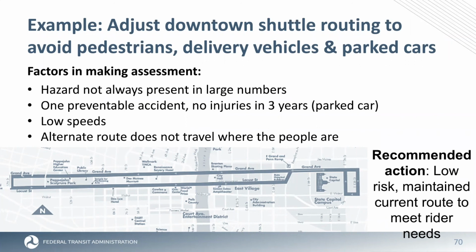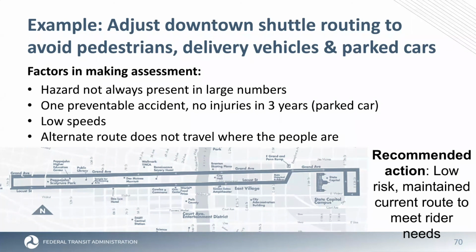And so here's an example where we have a downtown circulator or a circulator service in our downtown area. And the operator, or we had a request or felt like it was a risk. One of the turns or part of the route, there's a lot of pedestrians, there's delivery vehicles, and parked cars in the area. And so we walked through the assessment with the operators and did it ourselves as staff.